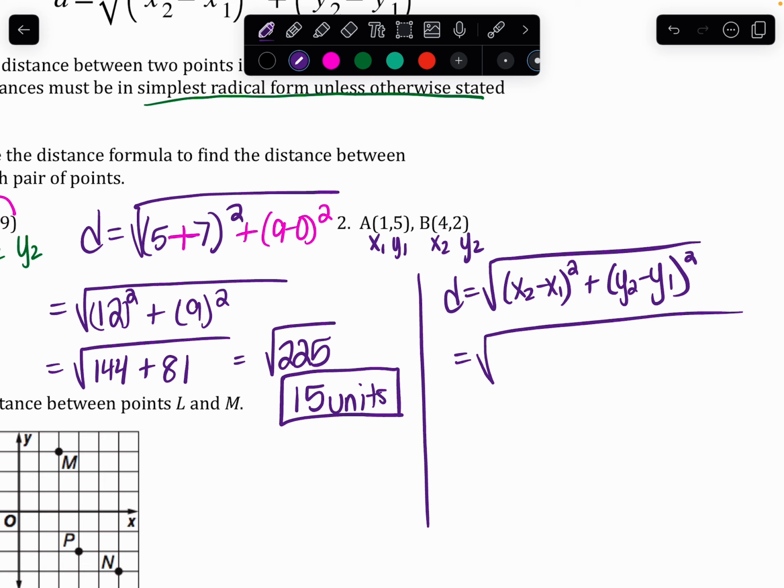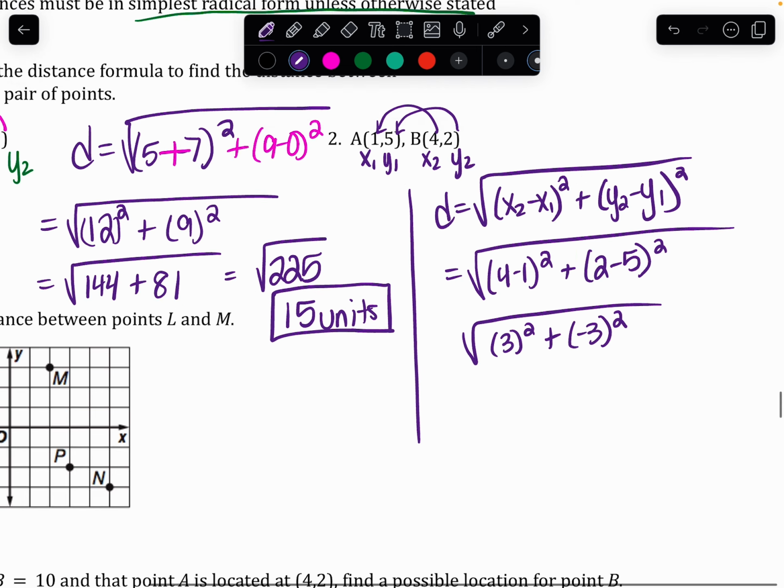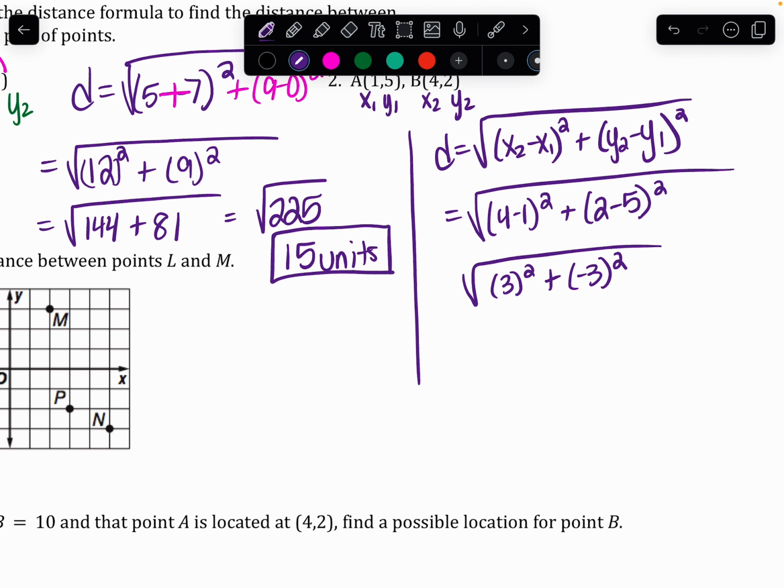So it's going to be the square root of (4 minus 1) squared plus (2 minus 5) squared. 4 minus 1 is 3 squared. 2 minus 5 is negative 3 squared. And this is why I wanted to make sure to leave it in parentheses, because 3 squared means 3 times 3, which is 9. Negative 3 squared means negative 3 times negative 3, which is also 9.